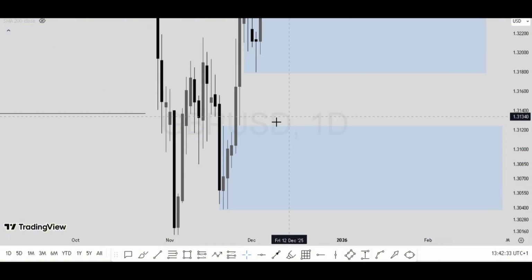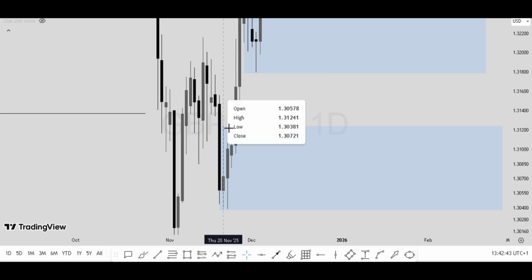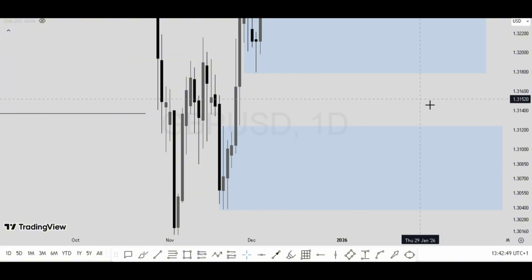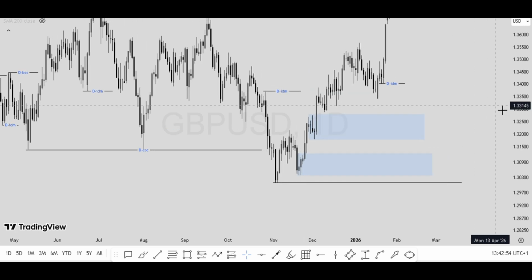So this will serve as our extreme. If you want to look at the low of this candle, you can see the low of this candle ends with 244. Then if you want to see the high of this candle to confirm, you can see the high ends with 241. So there's a gap in between them. If there's no gap, it's supposed to be the same. So that's it. So this is what we have in GBP USD.